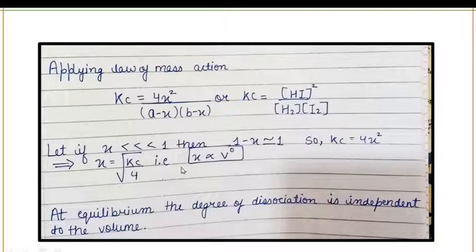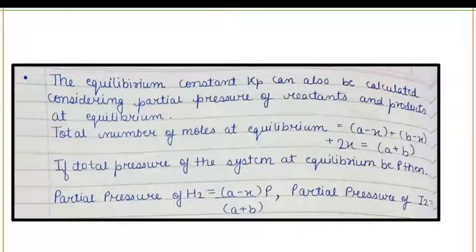That is X is directly proportional to V to the power 0. So you may conclude that at equilibrium, the degree of dissociation is independent of the volume. The equilibrium constant Kp can also be calculated considering partial pressure of the reactant and product at equilibrium, which means you can also calculate the value of Kp. For calculating the value of Kp, what you need to do is, first of all, you need to calculate the total number of moles present at equilibrium.